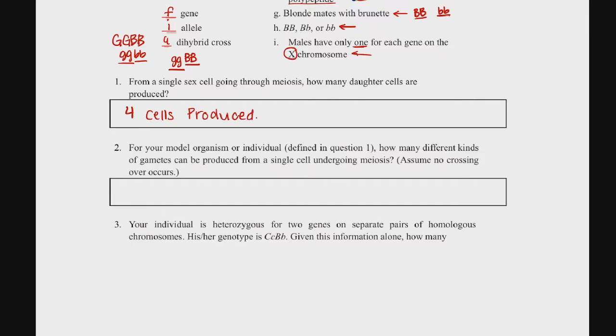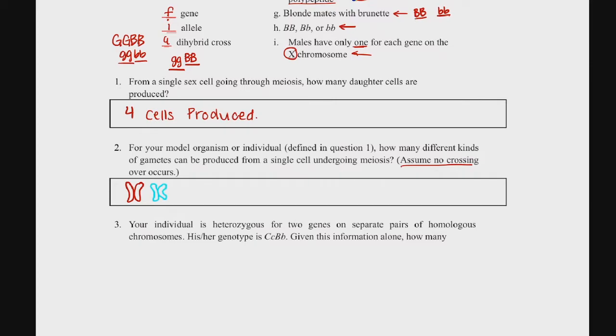The next question asks, for your model organism or individual defined in question 1, how many different kinds of gametes can be produced from a single cell undergoing meiosis? And we're to assume that there's no crossing over, which is pretty important because that opens up the possibilities. So just to draw this out, this is what it's saying.